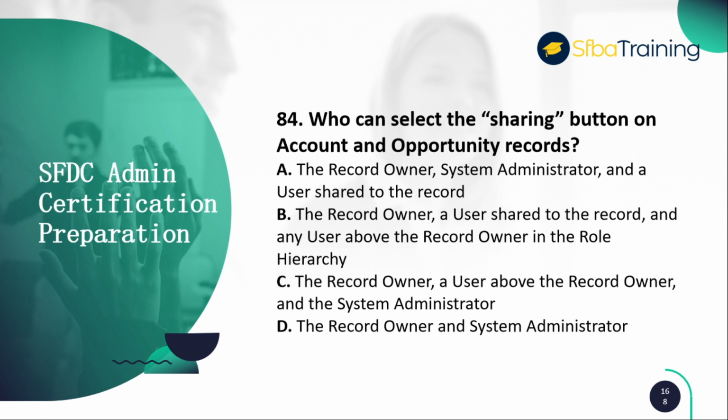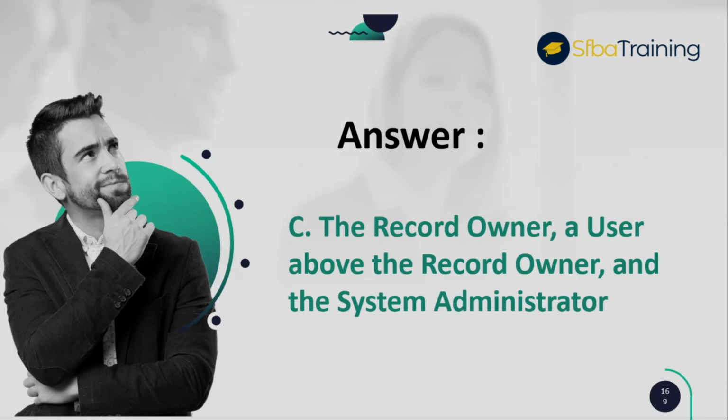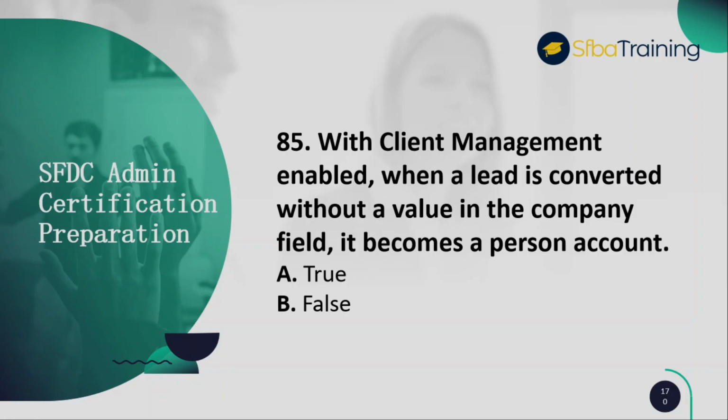Number 84. Who can select the sharing button on account and opportunity records? A, the record owner, system administrator, and a user shared to the record. B, the record owner, a user shared to the record, and any user above the record owner in the role hierarchy. C, the record owner, a user above the record owner, and the system administrator. D, the record owner and system administrator. The answer is C, the record owner, a user above the record owner, and the system administrator. Number 85.